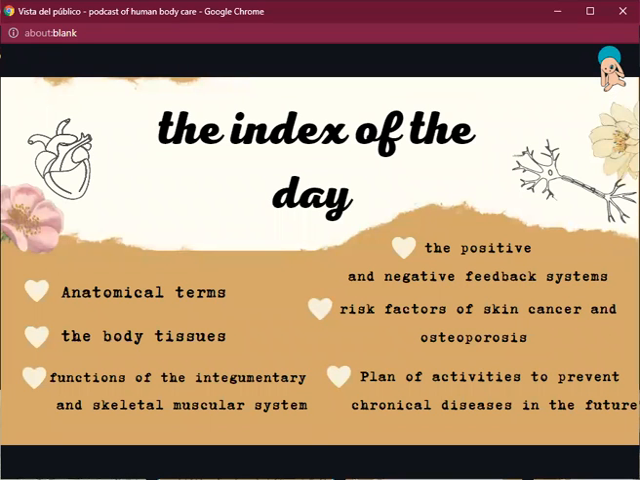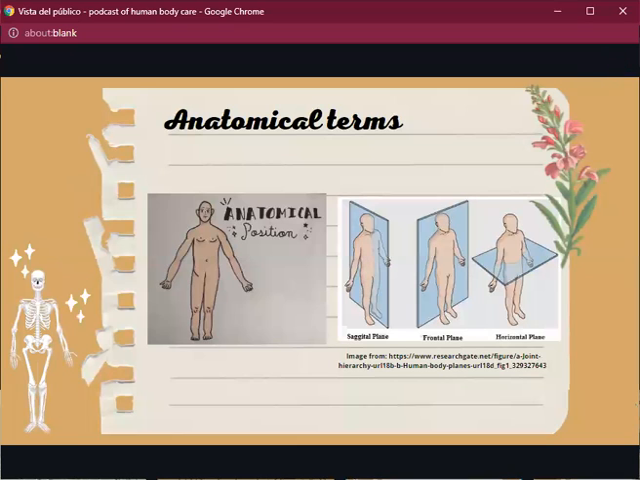Here we have the index of the day. As you can see, we're going to talk about a lot of topics related to the human body, so let's start. First, we have the anatomical terms. And the first term that we're going to touch is anatomical position.